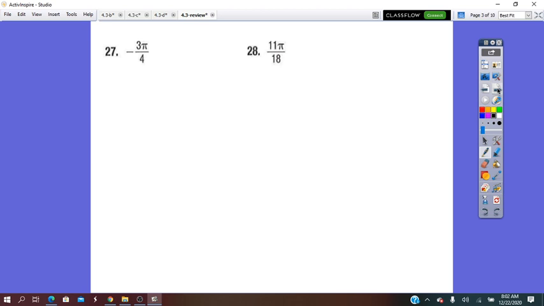Let's try more. Sketch the angle and find the reference angle for negative 3 pi over 4. First of all, let's convert the angle into degrees. So times 180 degrees over pi, and this equals negative 135 degrees.